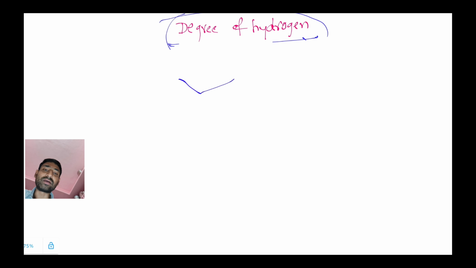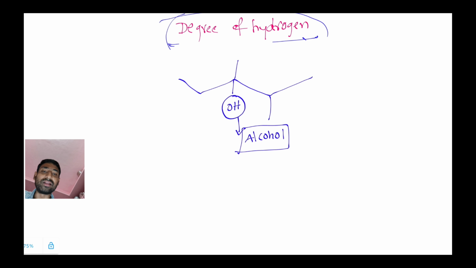For example, take a molecule like this. If OH group is present here, so generally if OH group is attached to an alkyl group carbon chain, then that is called alcohol. This OH group is attached to tertiary carbon because it is linked with 1, 2, 3 carbon atoms. Tertiary carbon atom. So this alcohol is called tertiary alcohol.